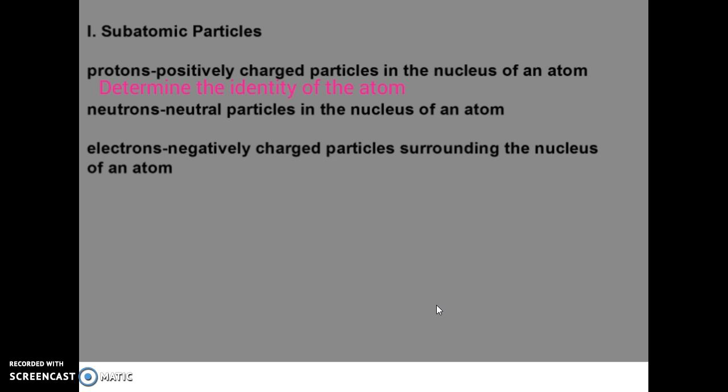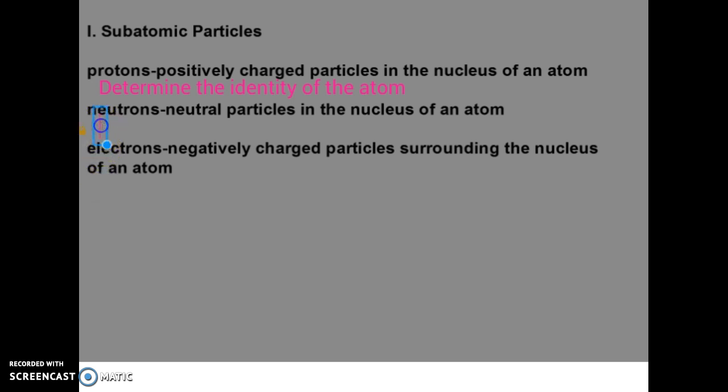So if we look at the periodic table and how the elements are arranged in order of atomic number, they're really arranged in the order of the number of protons that they have. So the number of protons actually, again, gives an element its identity.